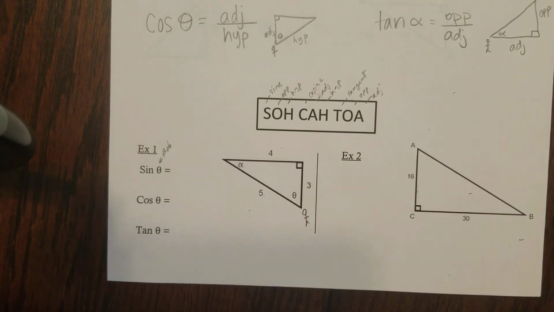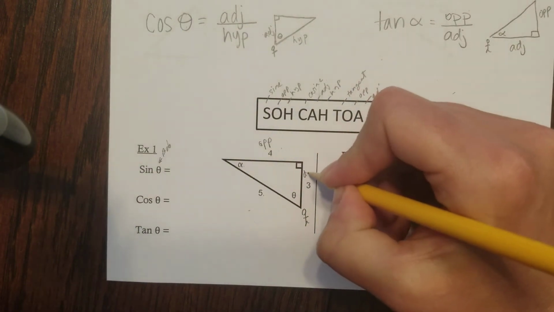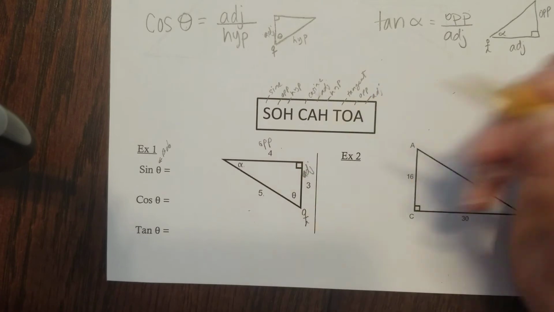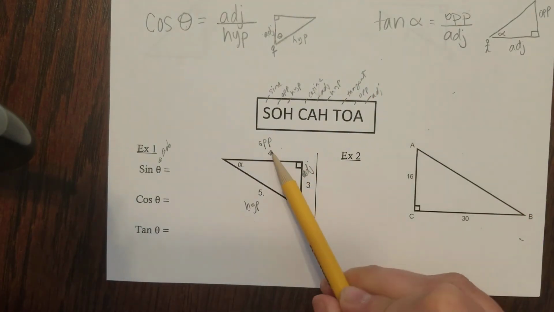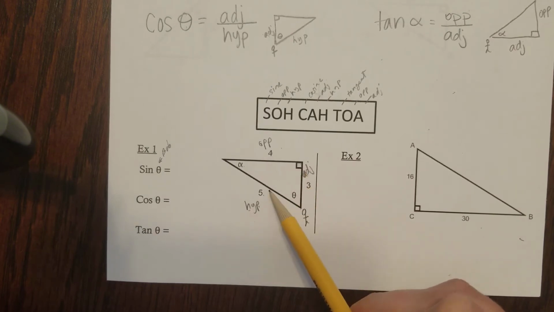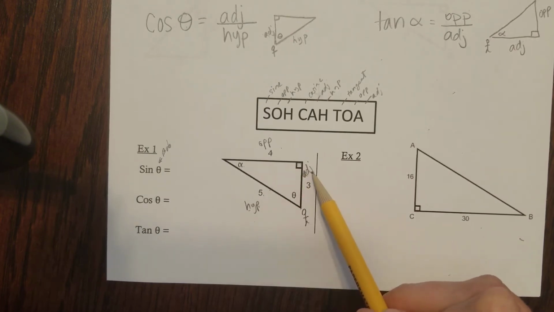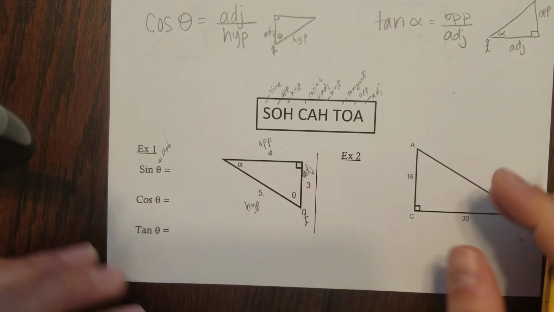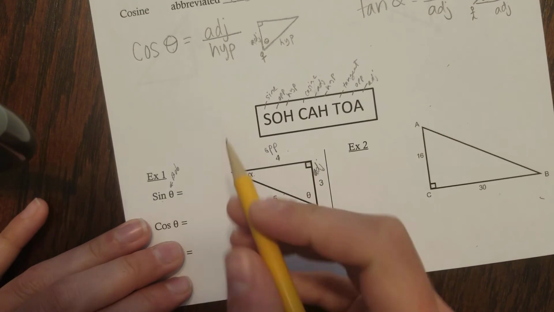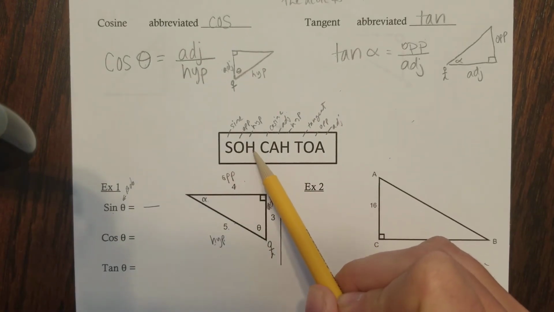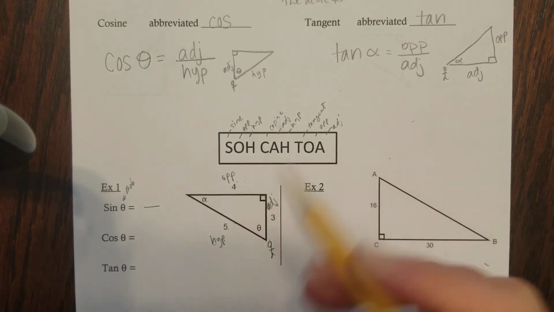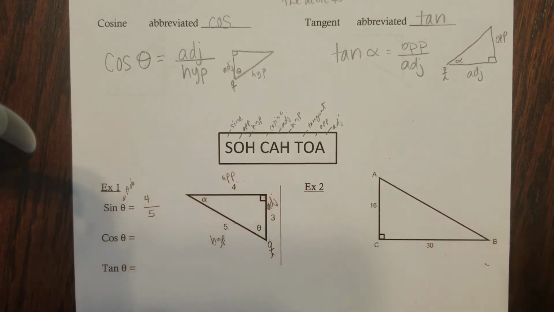So opposite is the 4, adjacent is the 3, and hypotenuse is the 5. So opposite is all the way across, hypotenuse is across from the 90-degree angle. So if you're ever a little bit confused on adjacent, save that one for last because there's only 3 possible sides. All right, so then for sine, we want to choose opposite and hypotenuse. So we want the opposite side and the hypotenuse, so it will be 4 over 5.